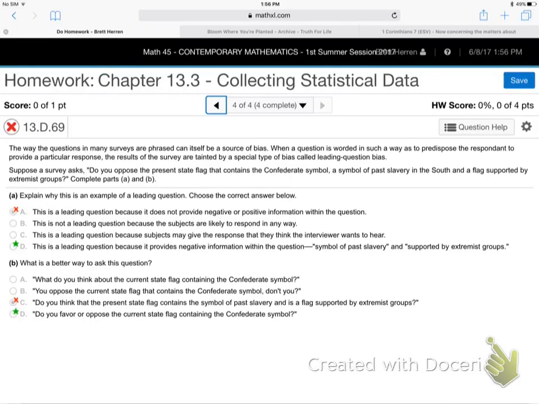Okay, so do you oppose the present state flag that contains Confederate symbol, a symbol of the past slavery in the South, and a flag supported by extremist groups? Yeah, so that person asking that question is causing a false answer to happen.